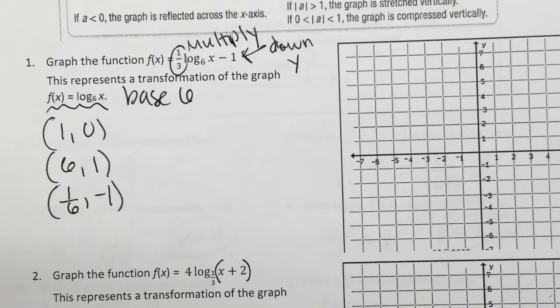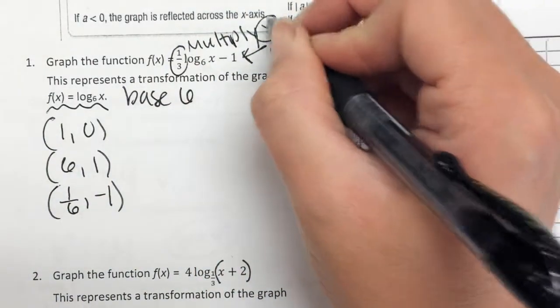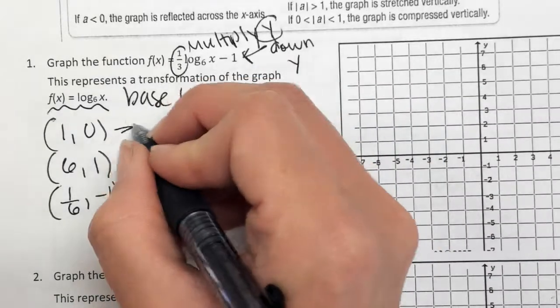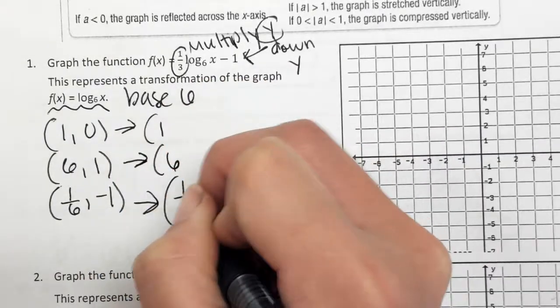So, do the X values change? No. We're going to multiply this by our Y values. That changes our Y values. This changes our Y values. So, are the X values going to change? So, right, 1, 6, 1 over 6.